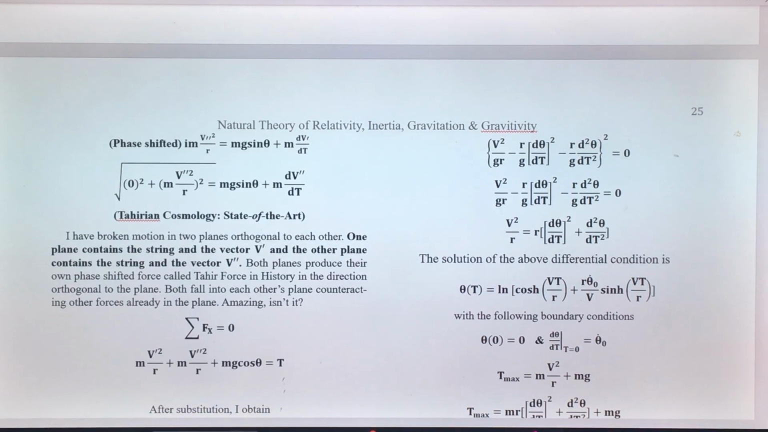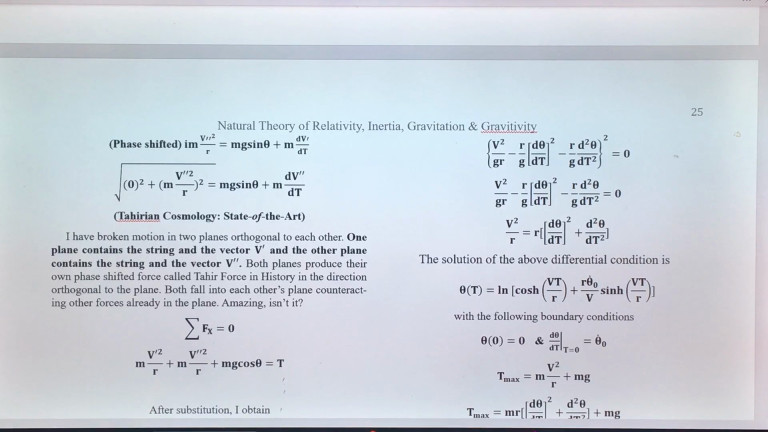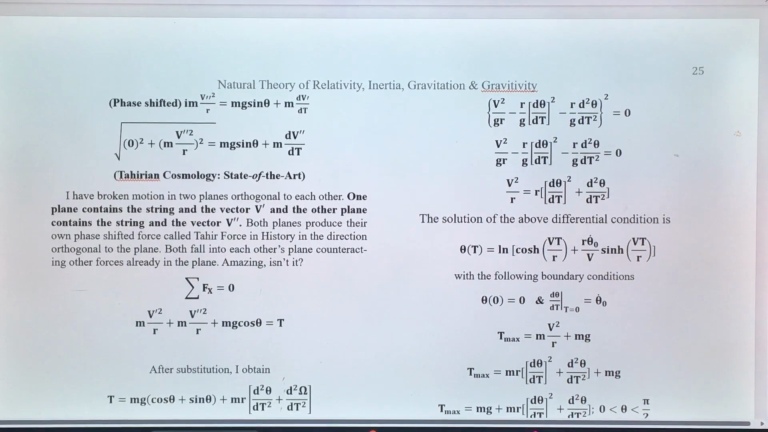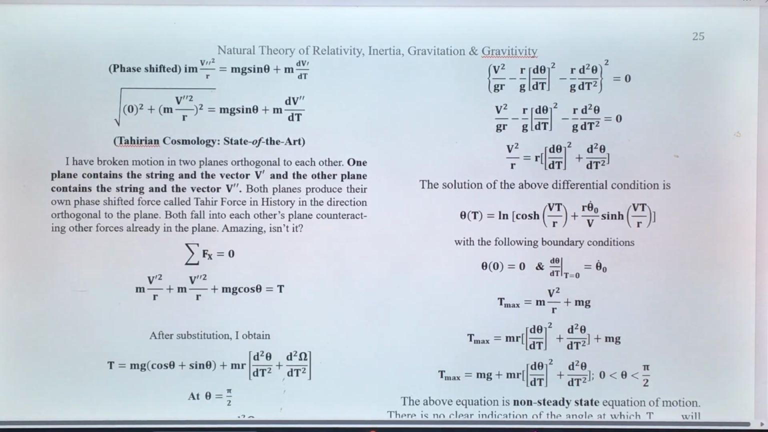So I have broken motion into two planes orthogonal to each other. One plane contains the string and the vector v prime, and the other plane contains the string and the vector v2 prime. Both planes produce their own phase shifted force, called Tahir force in history, in the direction orthogonal to the plane. Both fall into each other's plane, counteracting other forces already in the plane. Amazing, isn't it? Guys, this is very important to understand. You have to watch my other videos as well, to see how I found out. I can't do everything in just one video.